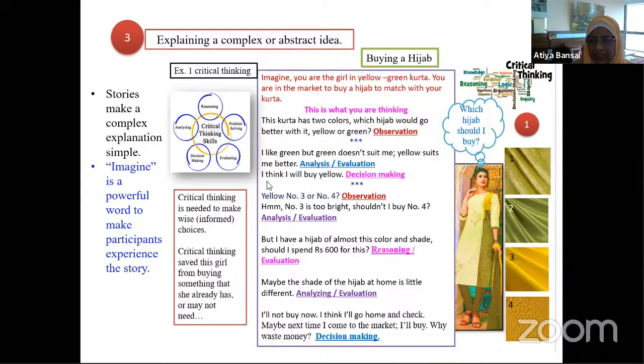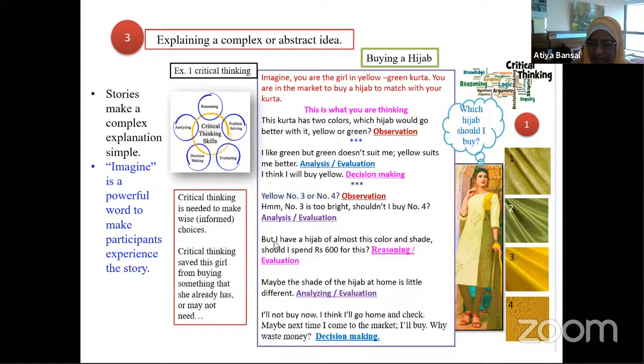Then she makes a decision. I think I'll buy yellow. She makes a decision. But the moment she makes a decision, she sees there are 2 shades of yellow. So she starts thinking, number 3 is too bright. Shouldn't I buy number 4? Now she's analyzing, evaluating.